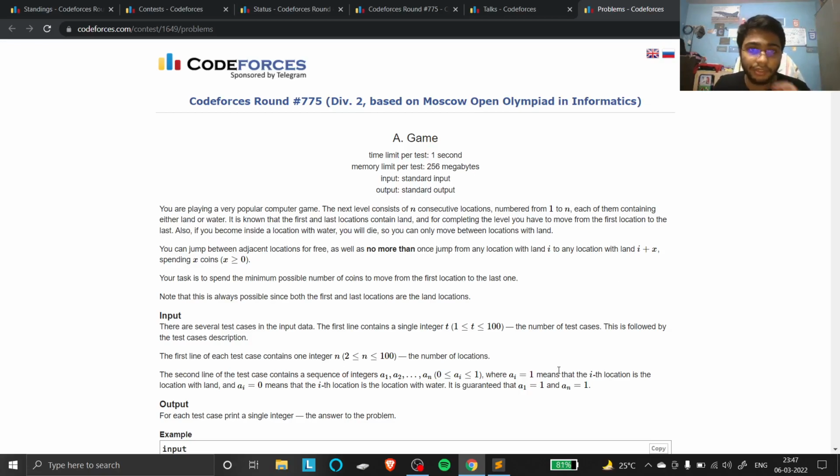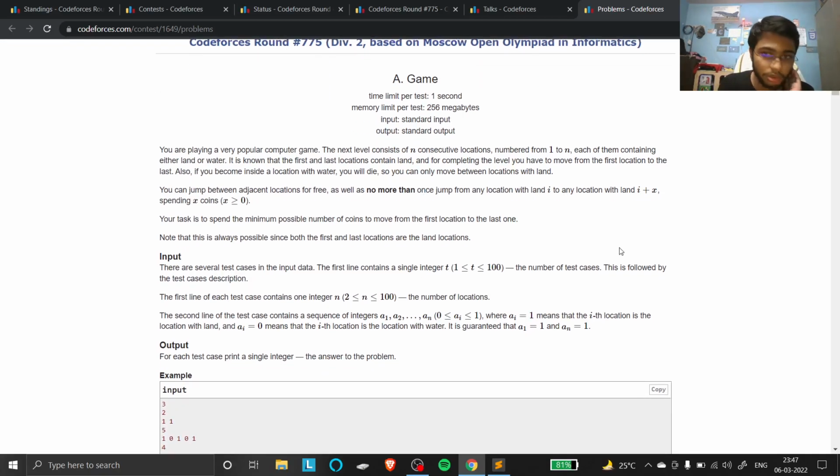So let's start with the first question, A game. What this question is saying is, you are playing a very popular computer game. The next level consists of n consecutive locations numbered from 1 to n, each of them containing either land or water. It is known that the first and last locations contain land, and to complete the level you have to move from the first to the last. Also, if you move into a location with water, you will die, so you can move only between locations with land.